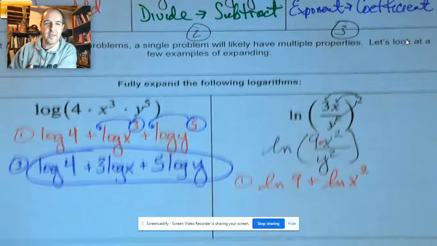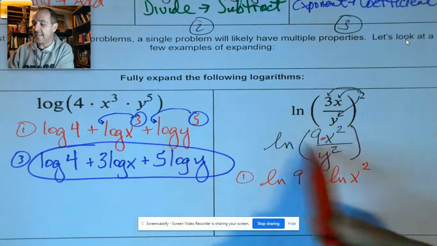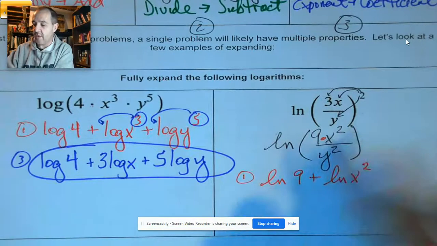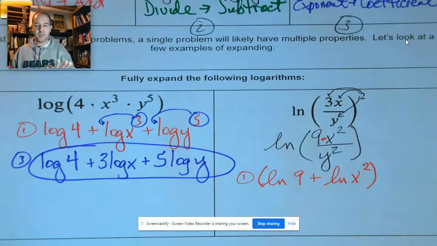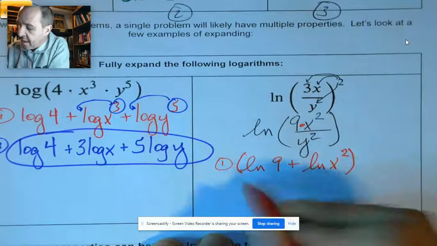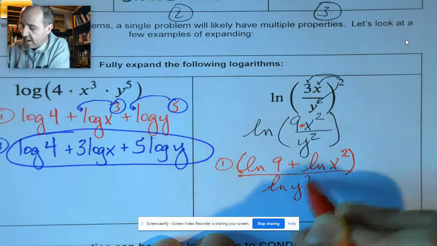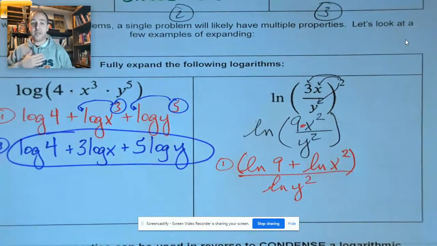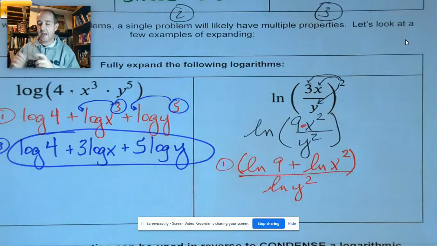And here's one other thing I would do. We're going to think about the calculator on this. Since I want these together up here in the numerator of my fraction, I'm going to put parentheses around, just so somebody comes along, they're going to know what's going on here. Divide by the natural log of y squared. Because I'm only going to do this one step at a time. If some of you want to try and do multiple steps, you can, but I would do it one piece at a time here.